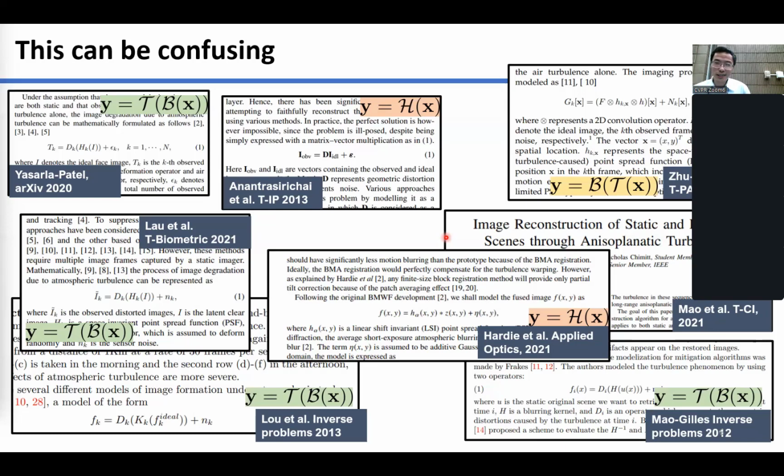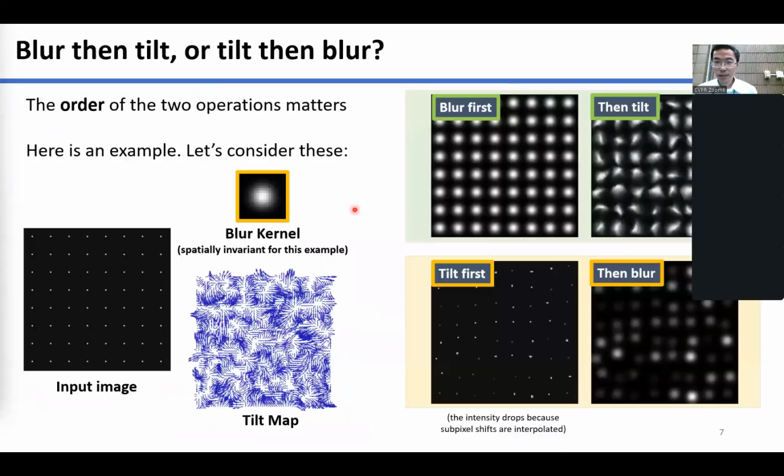Of course, this is the most accurate one. But the reason that we want to talk about B and T and B is that we want to decouple the two. We want to separate the two, because we know handling the blur and handling the tilts separately is a lot easier than doing them together. So that's our motivation.